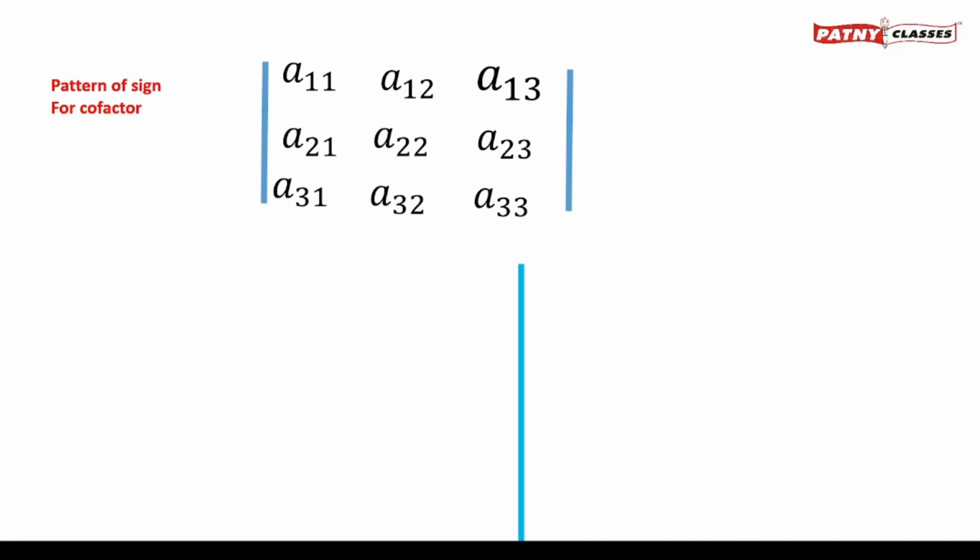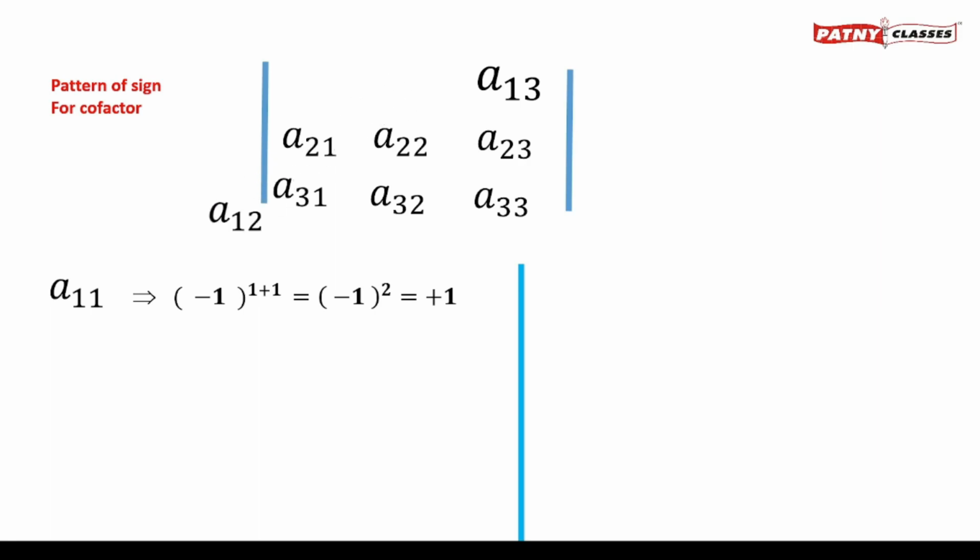Now let us find out the pattern of sign for cofactors for the given determinant. Here we are considering the typical form. And let us see how to find the sign pattern for each and every element. For A11, it is minus 1 raised to i plus j, that is 1 plus 1, equals minus 1 whole squared, equals 1.